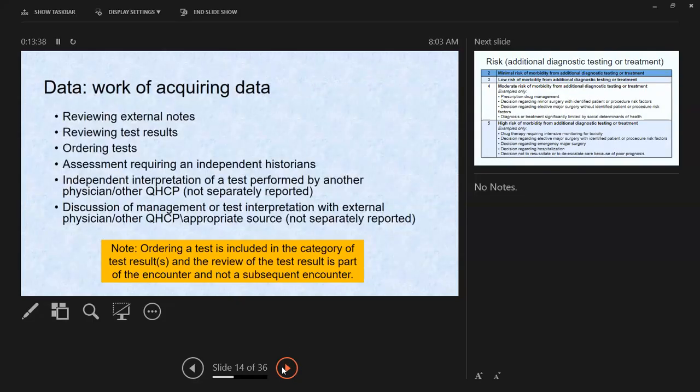So with data, what's important is that ordering a test is included with getting the results of that test. You can't count it twice. If you order a lab at visit 1, that includes the resulting of that same lab. You don't get points again for resulting and figuring out the results of the lab at the next visit. So that's really important to understand.